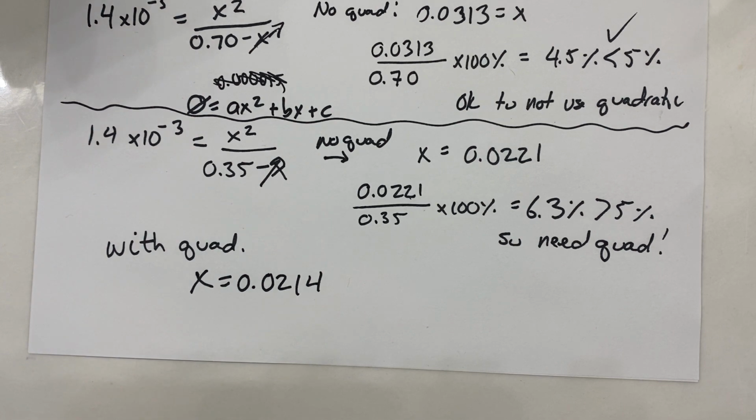So that's the rule of 5%. It's a pretty reasonable rule. So if you follow it, you'll be fine in this class.